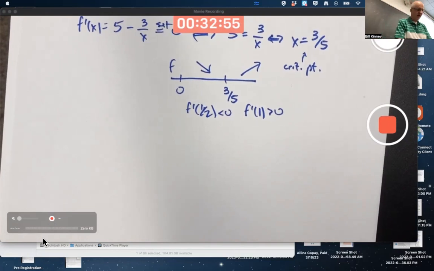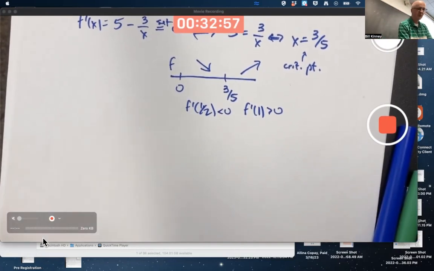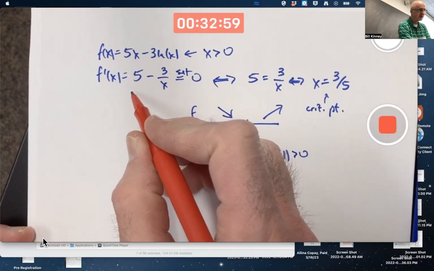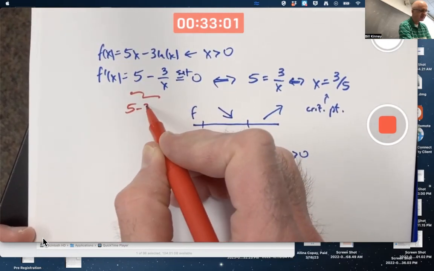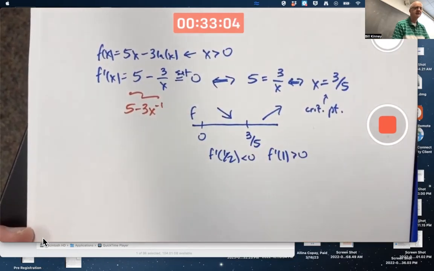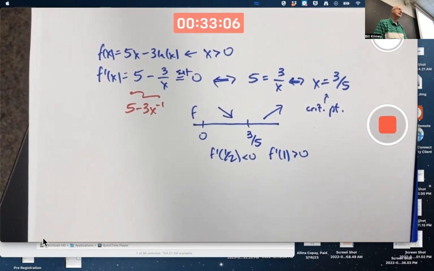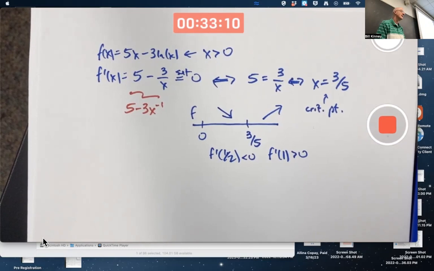What about inflection points and the second derivative test? What is the second derivative? It's better to write the function as 5 minus 3x to the negative 1 if I want to take the second derivative. Not that you have to, but better, because then you can avoid the quotient rule. I mean, I like the quotient rule, but I also like avoiding it when I can.